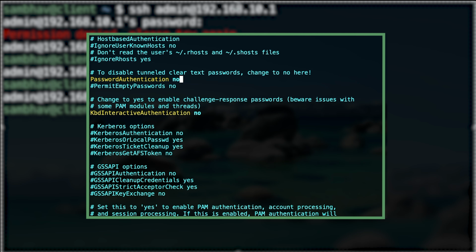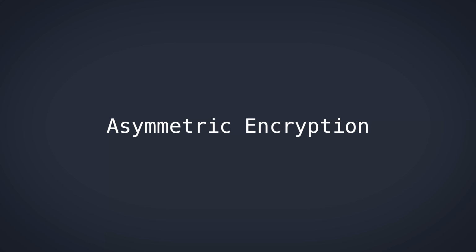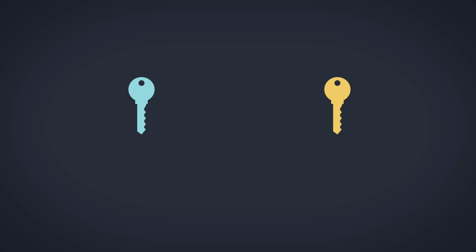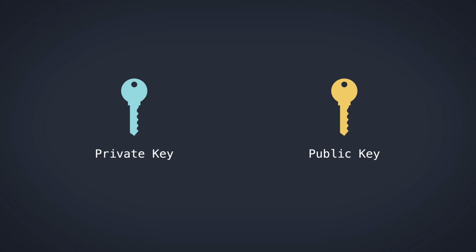Before we start typing the commands, let's quickly understand the mechanism. SSH keys work with asymmetric encryption. We won't get into the heavy math right now, we're gonna stick to the practical mental model. SSH keys work in pairs. You have a private key and a public key.